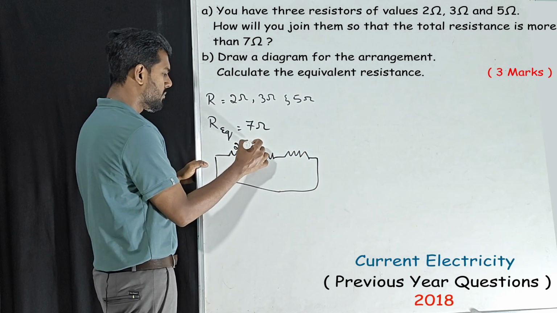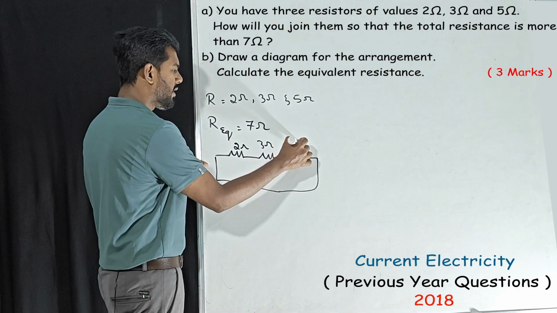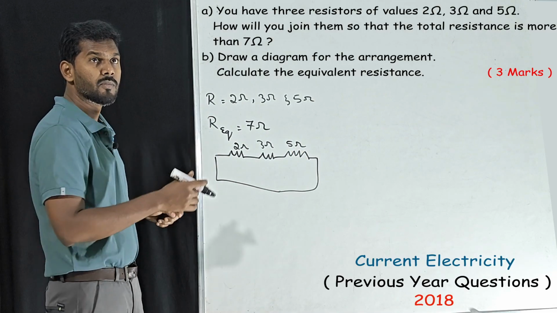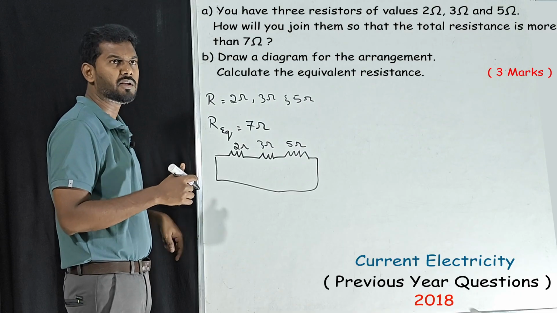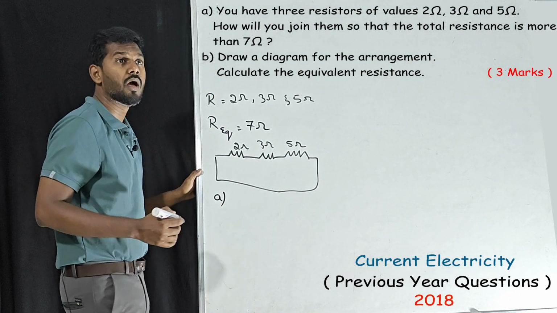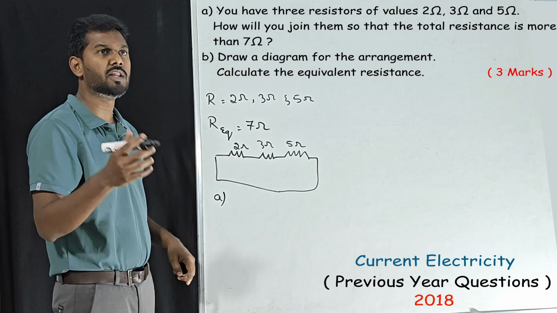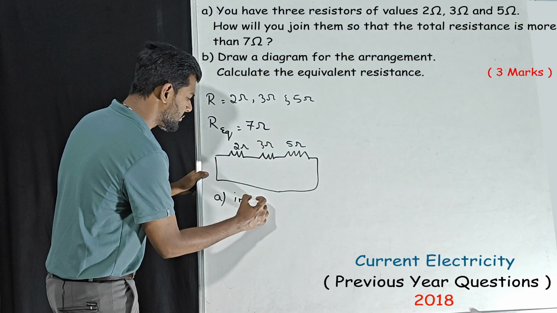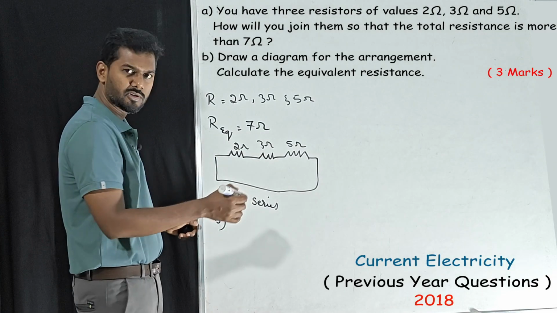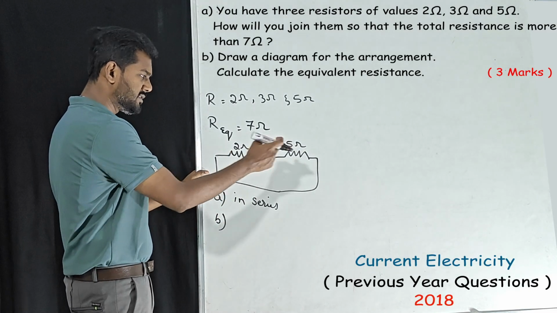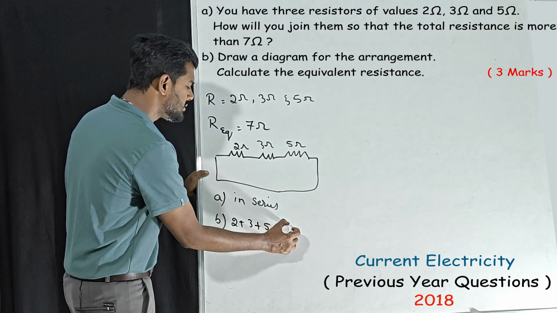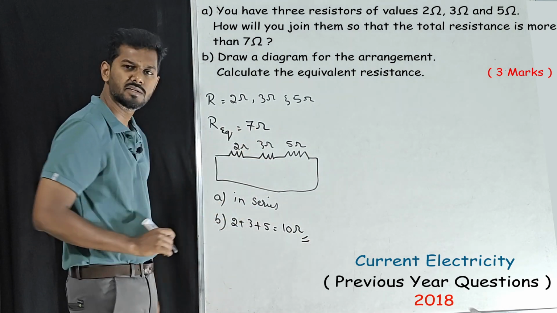Okay, 2 ohm, 3 ohm and 5 ohm. See, this is the diagram. They are also looking for the diagram, and to calculate the equivalent resistance. For the first question, how will you join them? In series is the answer for the first question. Second question, they are looking for the diagram, and in the diagram they are in series. So 2 plus 3 plus 5 is 10 ohm. It is more than 7.